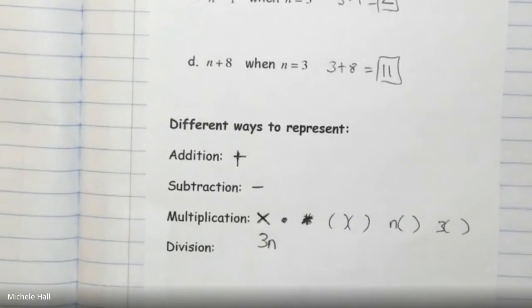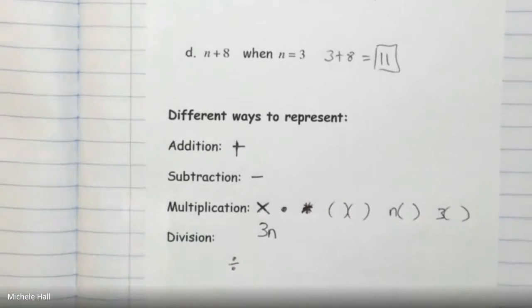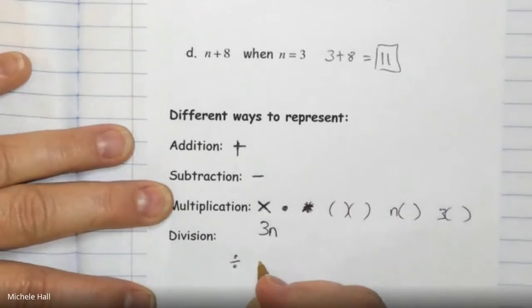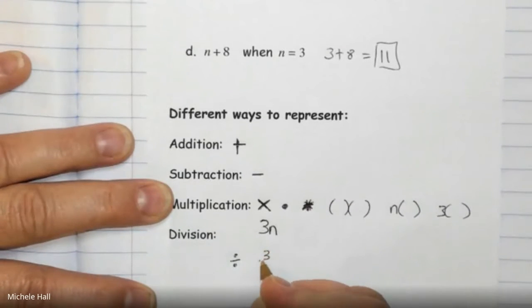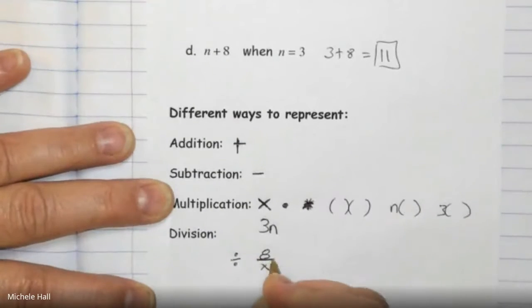And then division, obviously you have this symbol that's not used at all in high school. Should have been phased out early in junior high school, but we will use a fraction bar. So I'll say 8 divided by x. This means division.